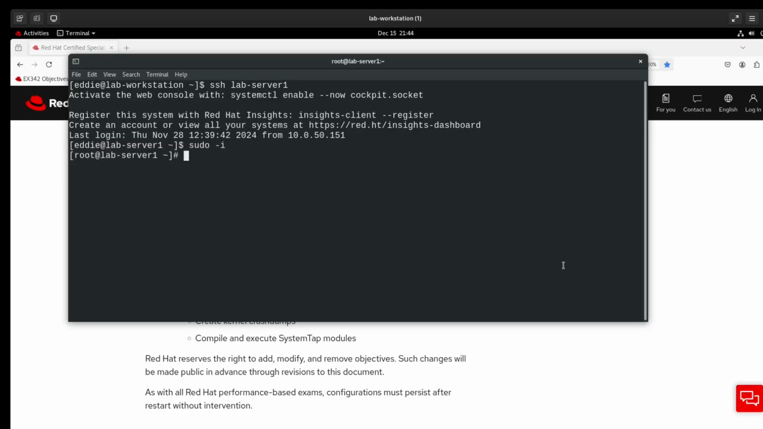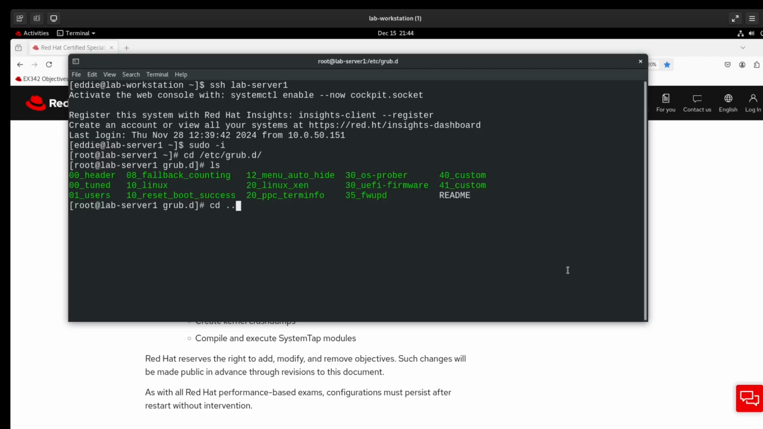One thing to keep in mind, and actually I want to look at my grub config. So etc grub, no, that's not what I want. I want etc default.